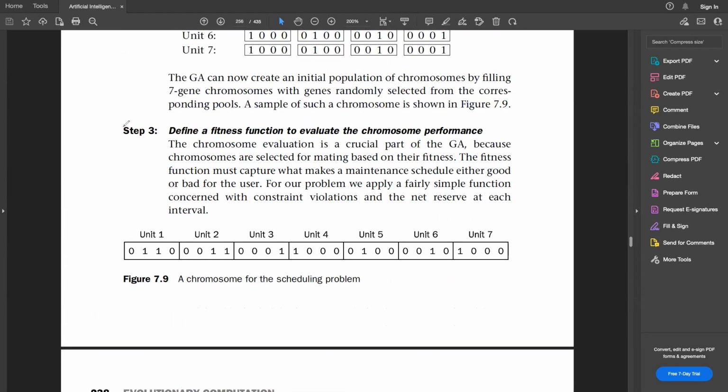So in step number 3, now we define a fitness function to evaluate the performance.